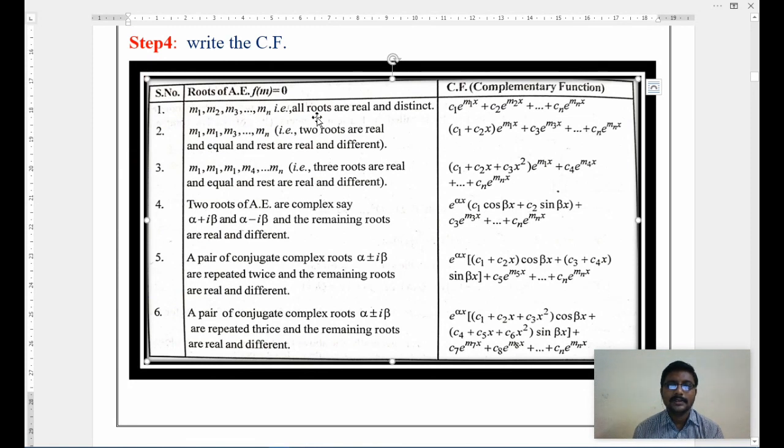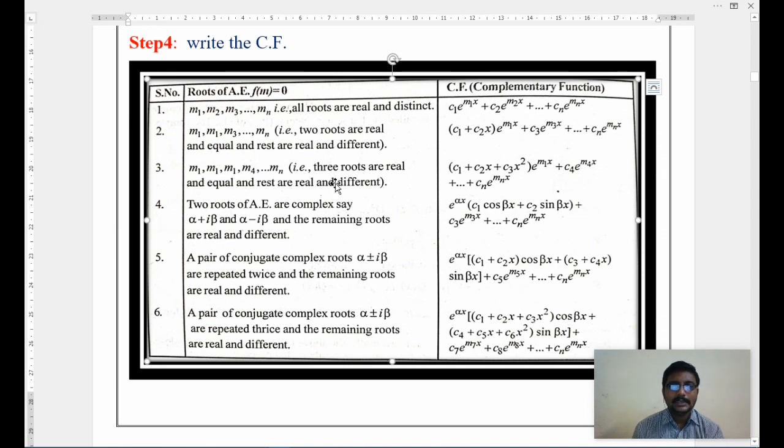Whenever all the roots are distinct and real, then we write CF as C1 e power m1x plus C2 e power m2x plus Cn e power mnx. Suppose two roots are equal, that is m1 equal to m2, and the remaining are real and distinct roots. Then we define CF as C1 plus C2x into e power m1x plus C3 e power m3x plus and so on plus Cn e power mnx.